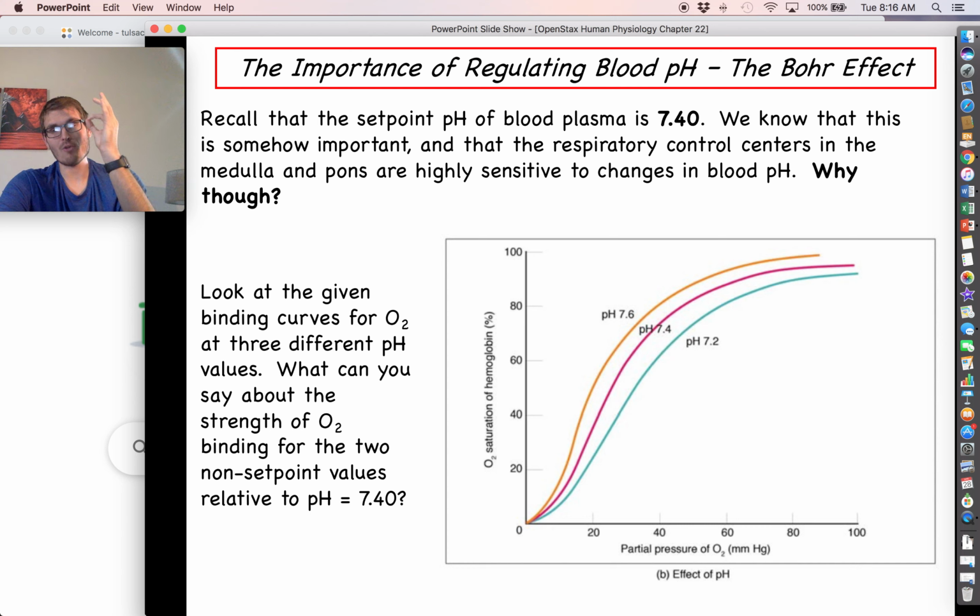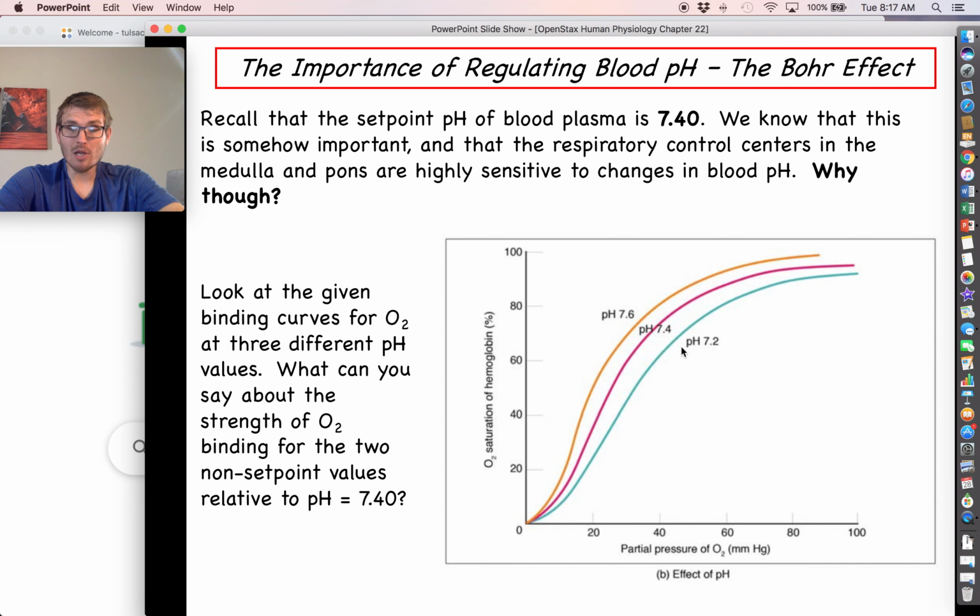If we are hypoventilating, we are not breathing enough, we are keeping too much carbon dioxide in, so that's going to lower the pH. So in blue here, you might see hypoventilating. I think I got that right. So hyperventilating at 7.6, hypoventilating at 7.2.